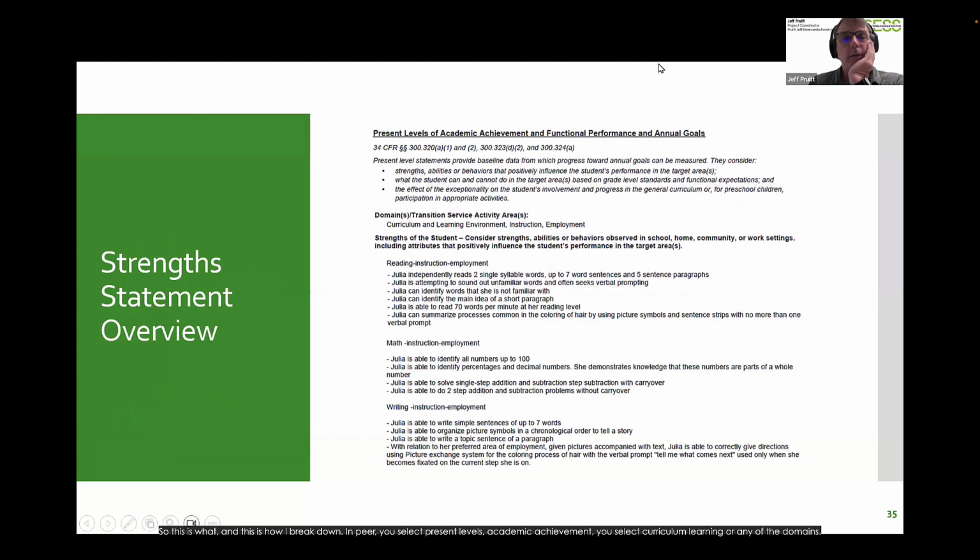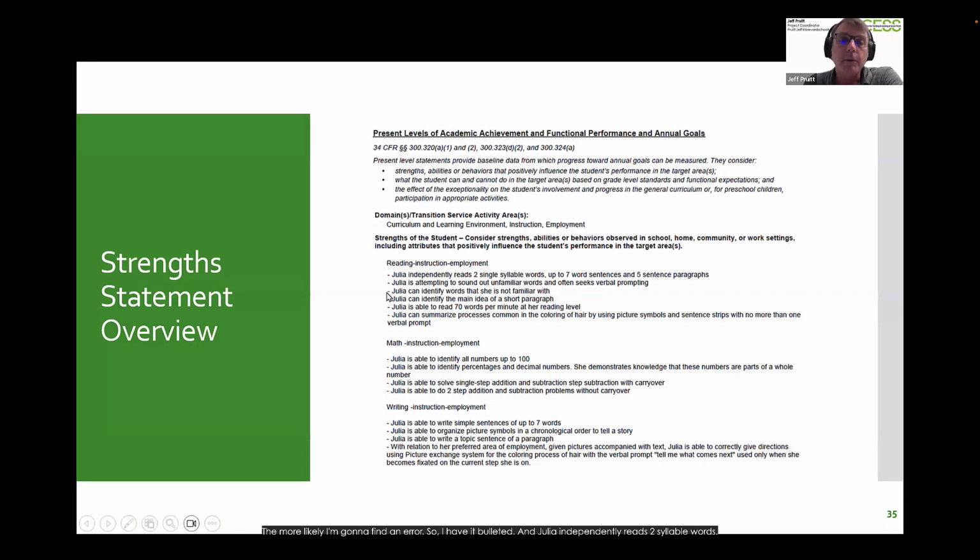So this is how I break it down in PEER. You select present levels of academic achievement, you select curriculum and learning or any of the domains, and it gives you 1 box for each of the sections of the PLAF statement. What I like to do is head each area, so reading, math, and writing, which makes for an easy read. And as an auditor, you want us to get into the IEP, understand what you've said, and get out. You don't want us hunting and pecking and looking, because the longer I have to stay in the IEP, the more likely I'm going to find an error.